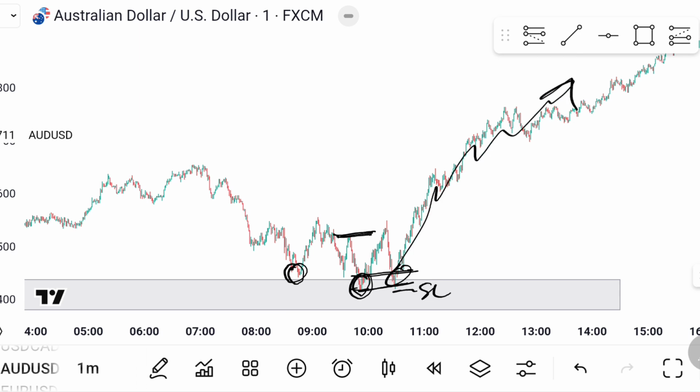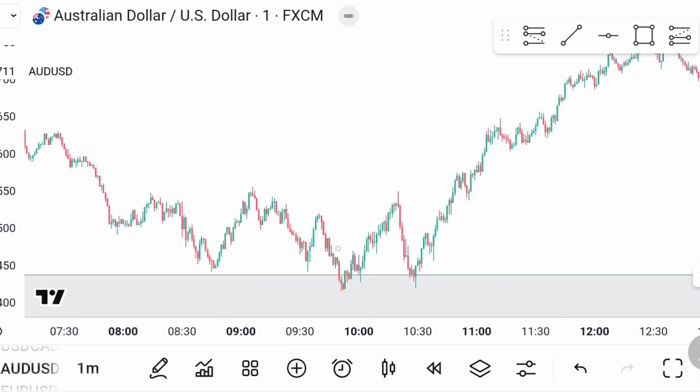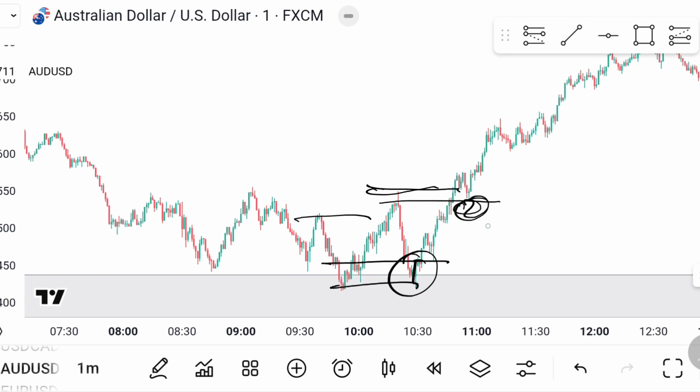So, entry confirmation number two. Let us see if we have an entry confirmation number two here. So this is entry confirmation number one. Now this structure was also broken here. But did the market return? Not really. The market did not actually return as much. So this could be entry confirmation number two, but it is not very clear. The market did return in its own way, but not as clearly as the other ones.